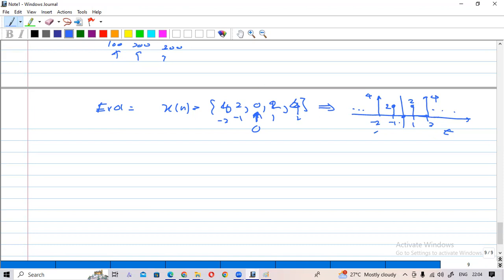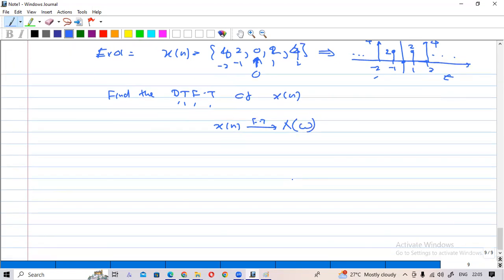Now you are asked to find the discrete time Fourier transform, which we normally call the DTFT, of x[n]. That means you need to find the Fourier transform of x[n], and it will be a function of omega, X(omega).